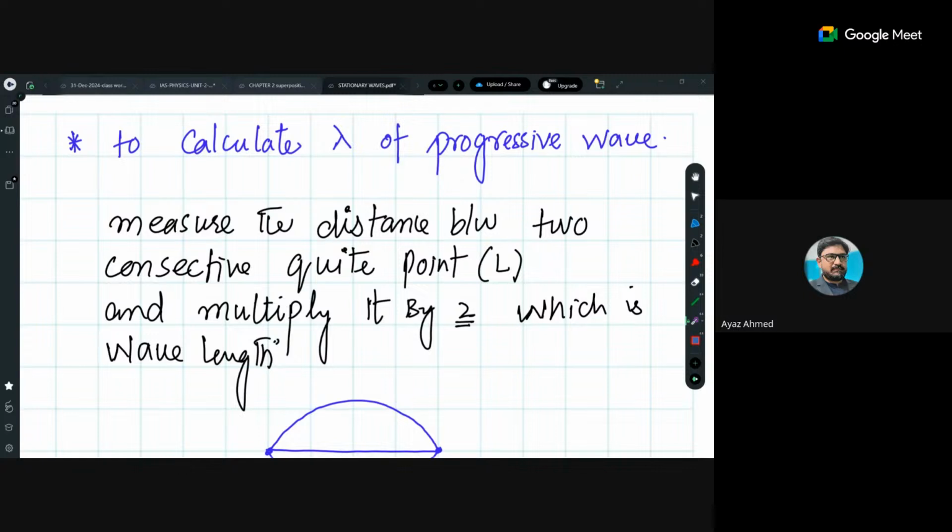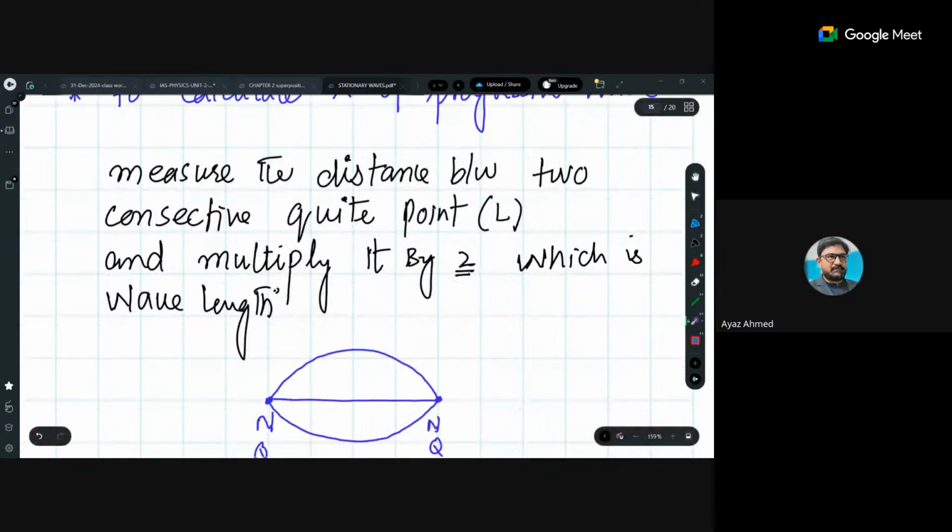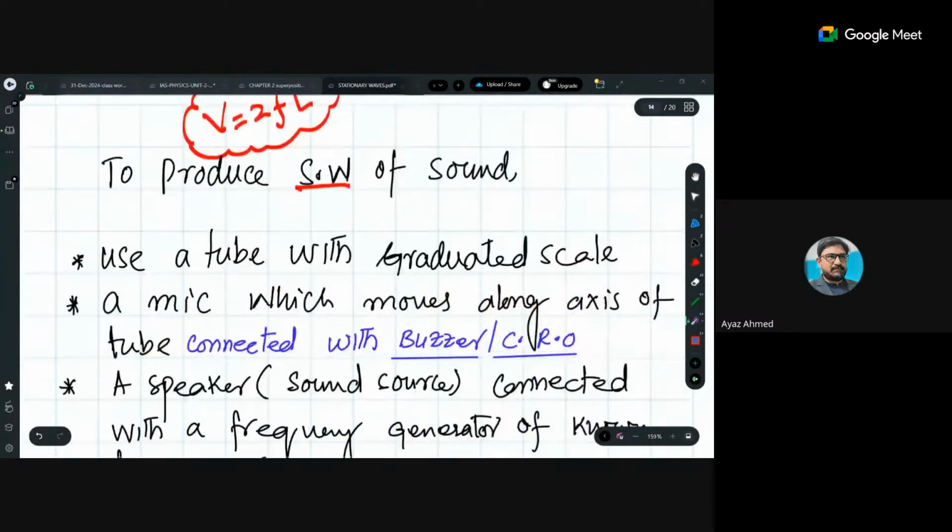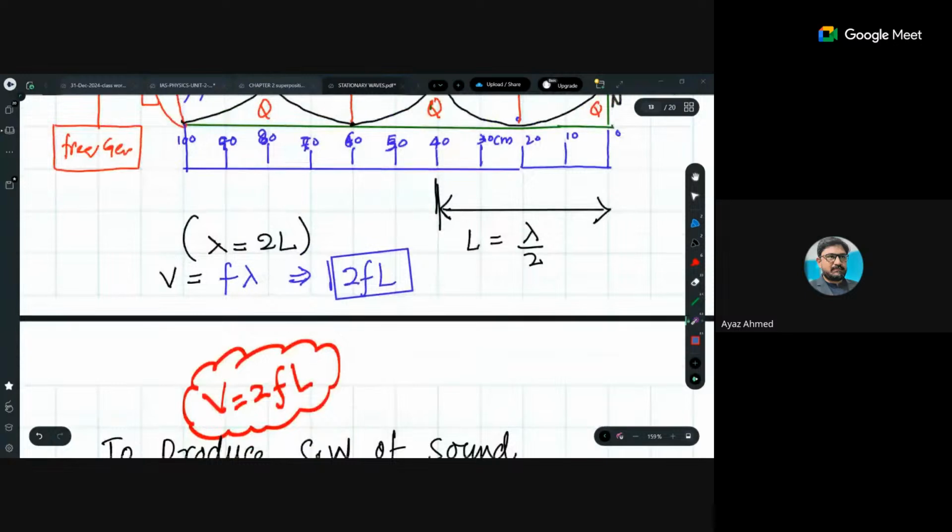After that, measure the length between them and then multiply it by 2. That is equal to the wavelength. Just go back to the points here. What did you do? You measured the length between them, that was 40 centimeter, and you multiplied that length by 2 and you got the wavelength. That is the point I'm saying to you. Is it clear to you?